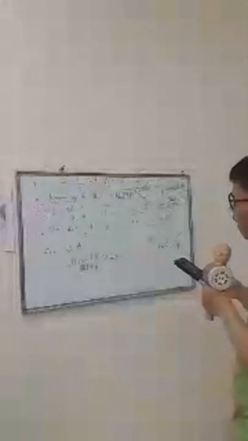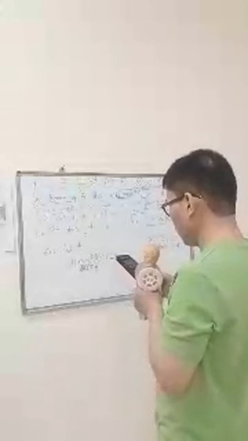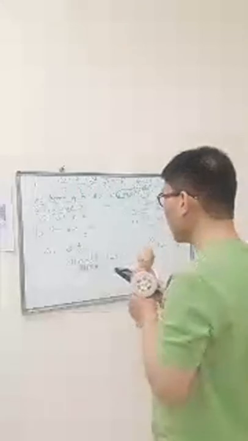So 30 divided by 60 is just 1/2. Let's prove this on the calculator. Yes, 1/2, 0.5. Then 2 times 3.14 times 0.5 times 300 is equal to 942, the same as in the earlier formula.